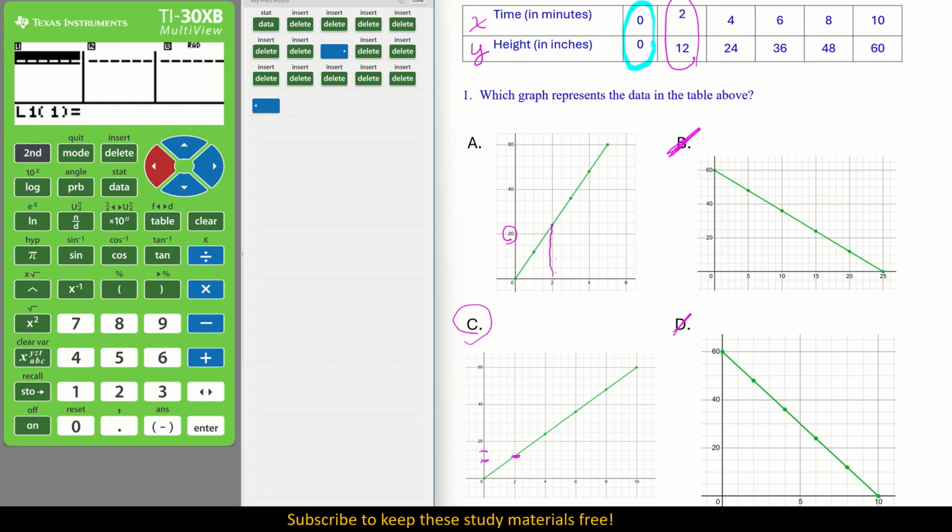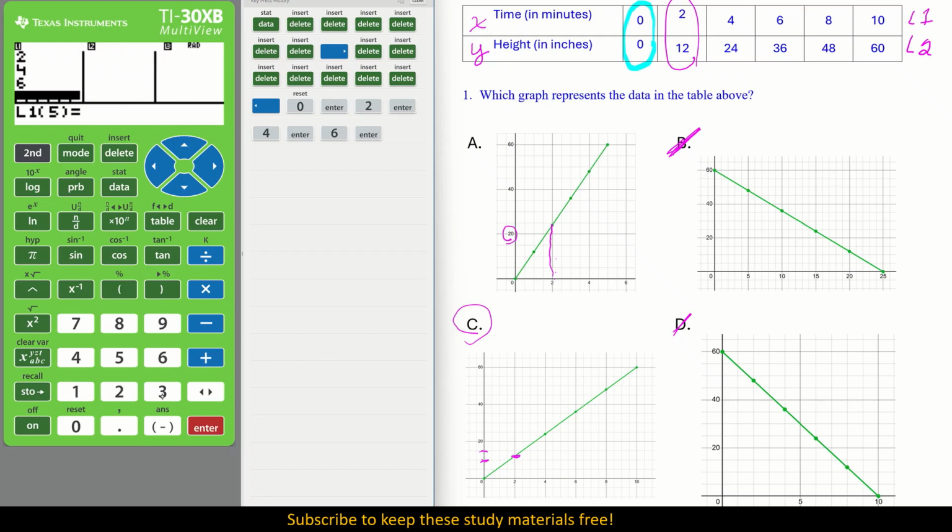Okay, all of our x is in L1, and all of our y will be populating L2. So we have 0, enter, 2, enter, 4, enter, 6, enter, 8, enter, and then 10. Okay, so it went up by 2s. Now let's arrow over to your L2, and it just goes right back up to the top.